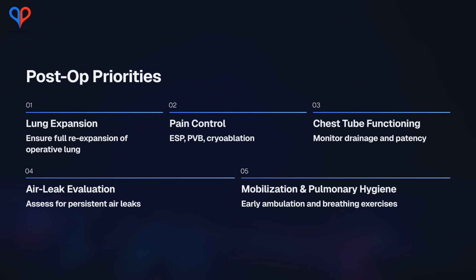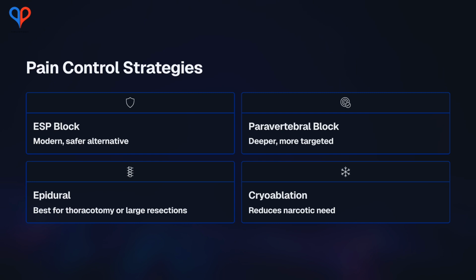Early mobilization, incentive spirometry, and chest physiotherapy are essential to restore ventilation and prevent pneumonia. Pain control is paramount. ESP blocks are now widely favored for their safety and effectiveness, offering comparable analgesia to paravertebral blocks with less risk of vascular or neuraxial puncture. Paravertebral blocks remain excellent for deep thoracic anesthesia. Epidurals are reserved for thoracotomy-level pain. Cryoablation reduces narcotic requirements significantly.